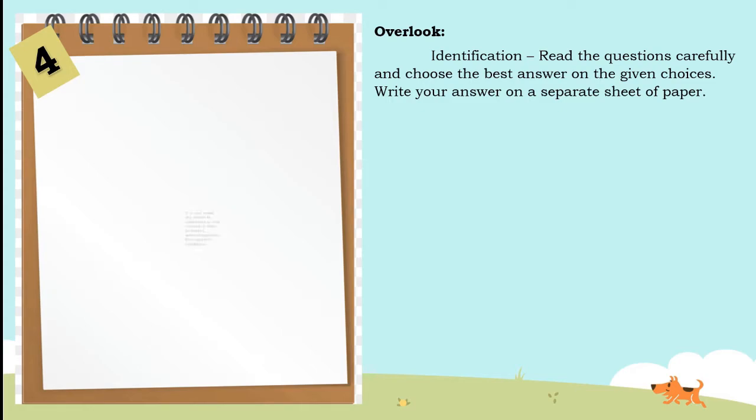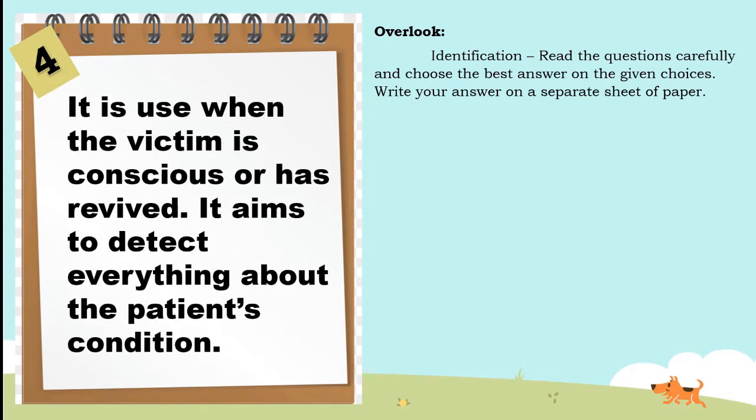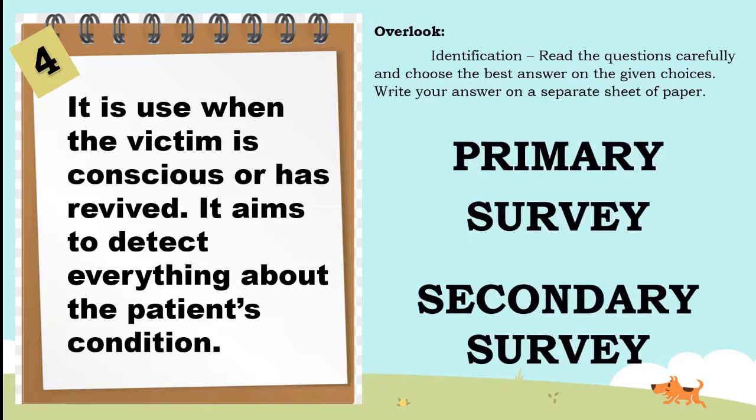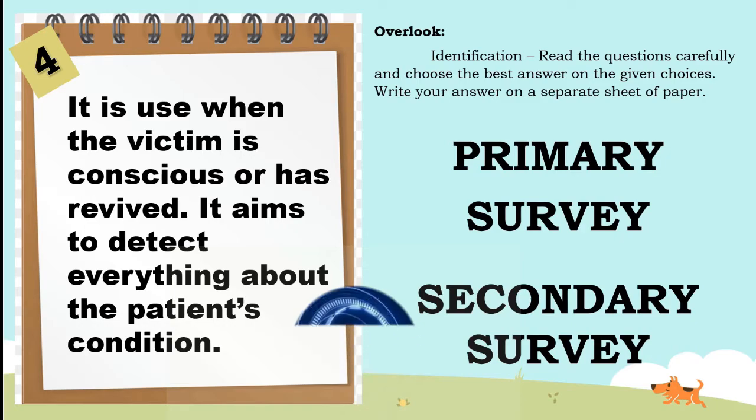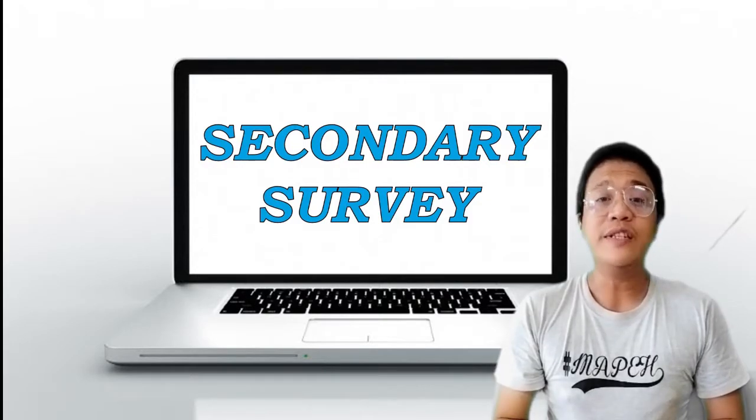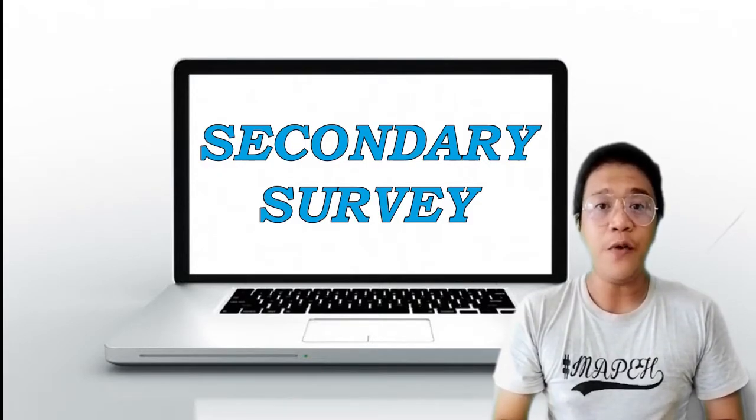Question number 4. And the choices are... you only have 5 seconds to know the answer. And the answer is secondary survey. Secondary survey includes history taking and checking for vital signs.